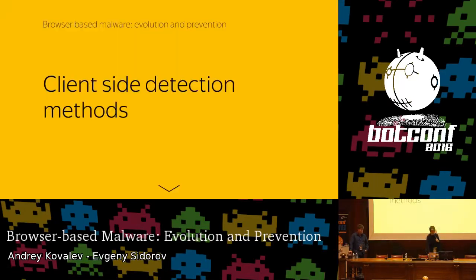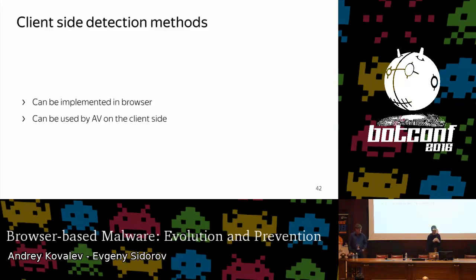And we have the second group of detection methods. It's client-side detection methods. These methods can be implemented in browser. For example, if you're a browser vendor, Yandex has its own browser called Yandex Browser. But if you are developing an antivirus solution and you have a client-side antivirus solution, you can implement such kind of methods on client-side.